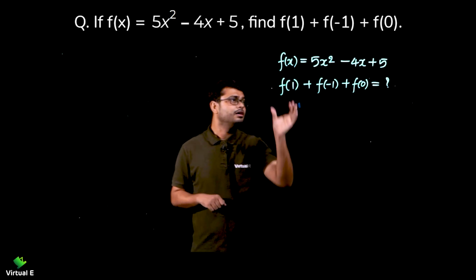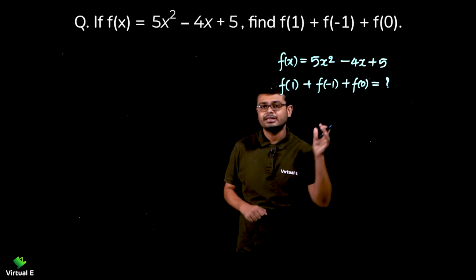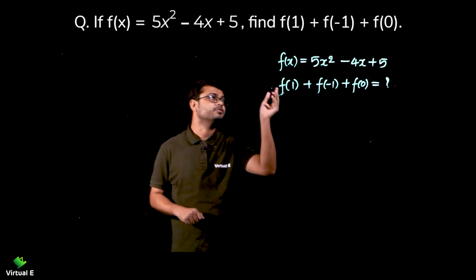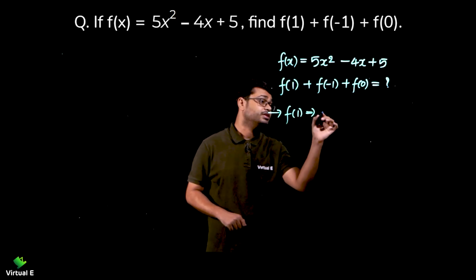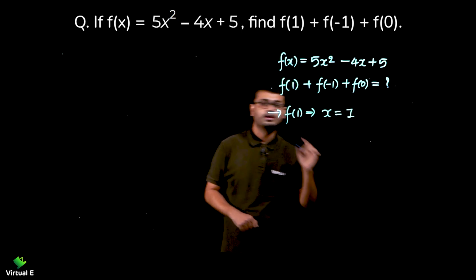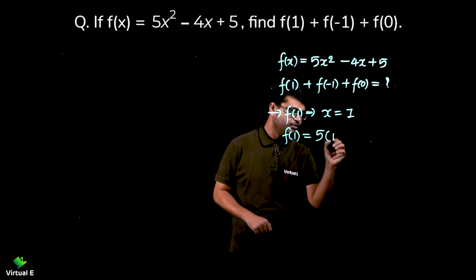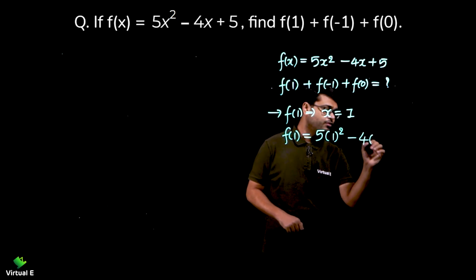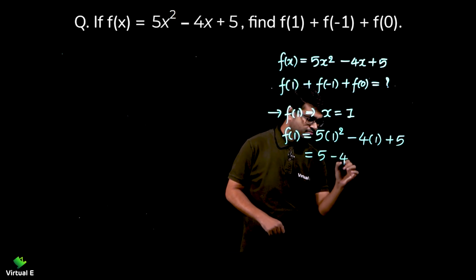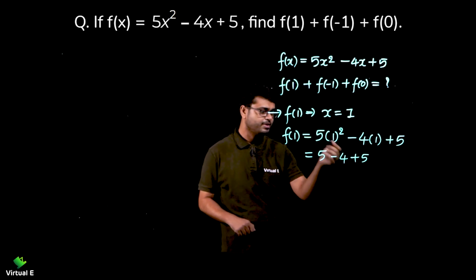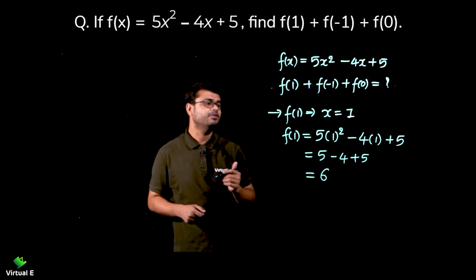So what we are supposed to do, we are going to find the value of f(1), then f(minus 1), f(0), and then we are going to add them because that's instructed in the question. So first of all, let's start with f(1). So f(1) means that instead of x, we are going to replace with 1. Simple. So f(1) is equal to 5 into 1 square minus 4 into 1 plus 5. So here it is 5, then minus 4 plus 5. Okay, 5 minus 4 is 1. 1 plus 5 is simple. It is 6. So this is the value of f(1).